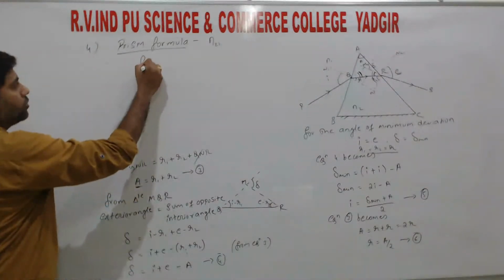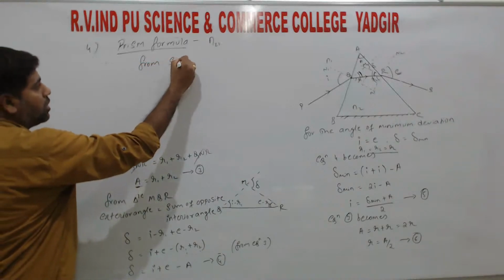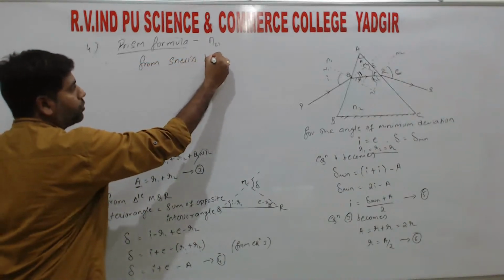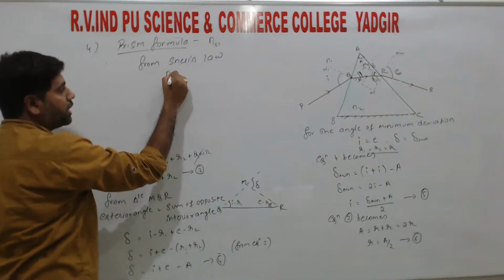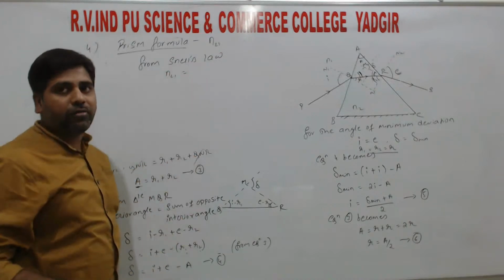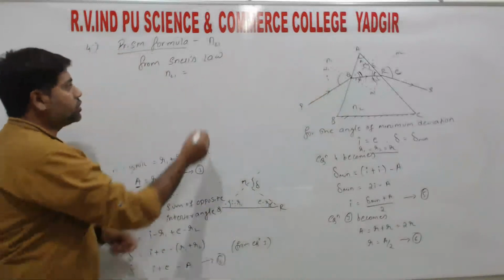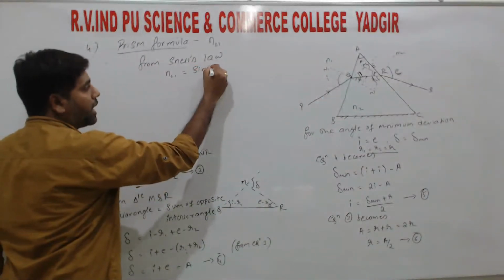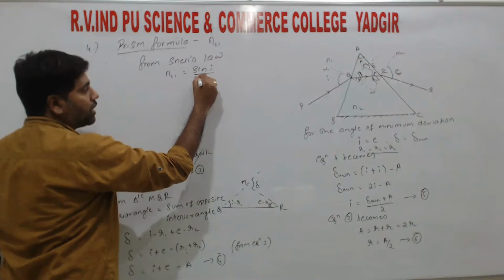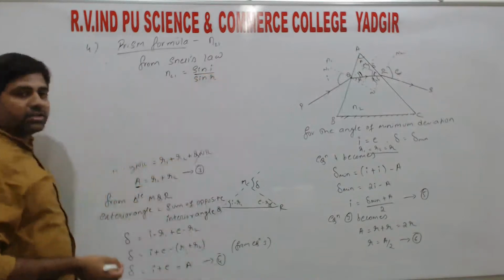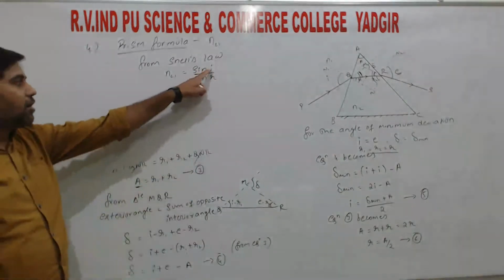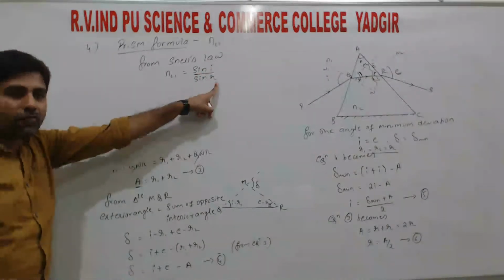So from Snell's law, N21 is equal to the refractive index of the second medium with respect to the first medium, that is equal to the sine of the angle of incidence to the sine of the angle of refraction. It is the ratio of the sine of the angle of incidence to the sine of the angle of refraction.